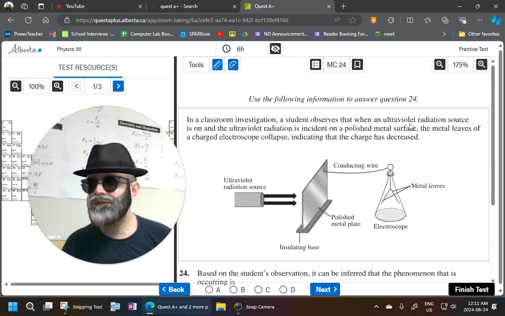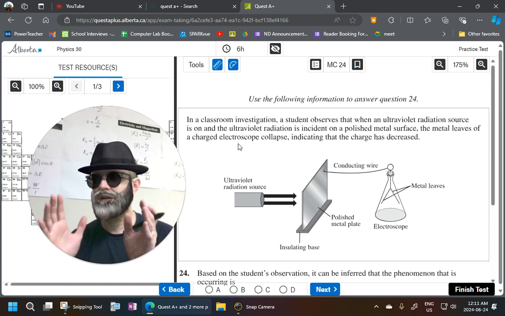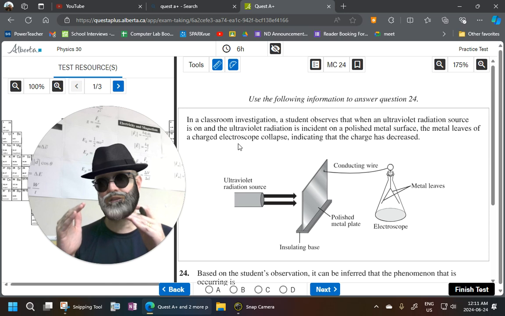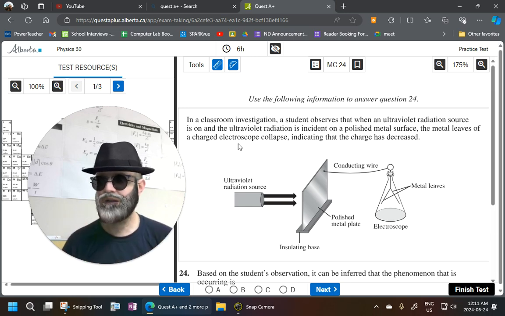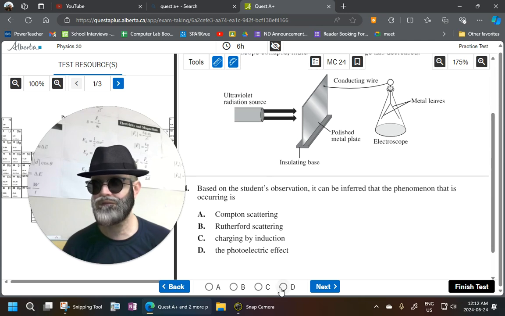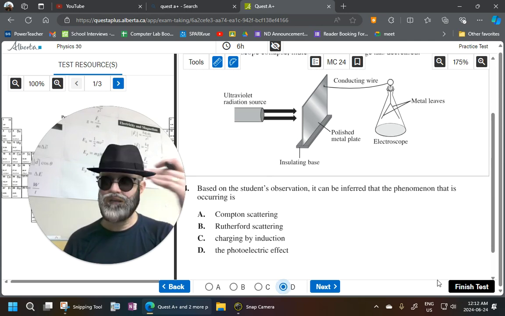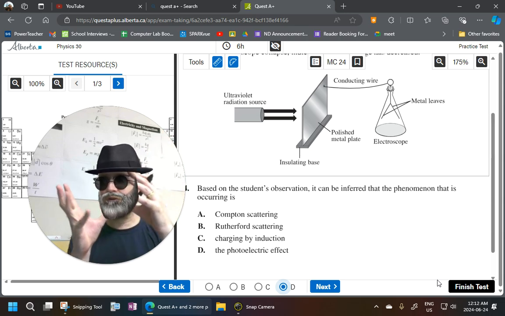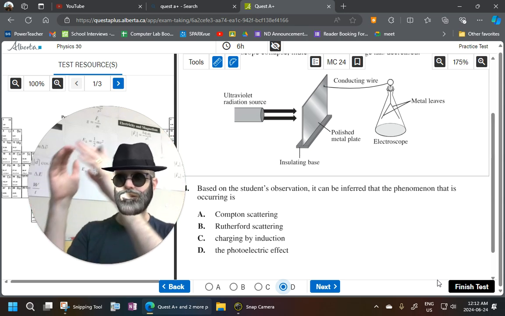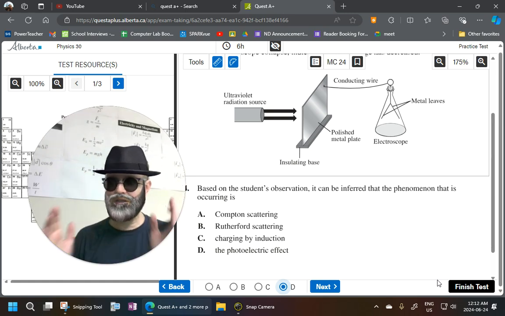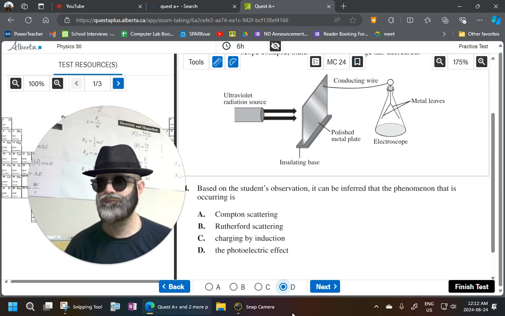In a classroom investigation, they observed that when an ultraviolet source was incident on polished metal, the leaves of a charged electroscope collapse. They were charged originally, and then they collapse. Probably charged negatively. Based on the observation, the phenomenon would be the photoelectric effect. The radiation hits the metal and ejects the electrons. The electrons that were on the metal would come and take over that spot, and the leaves would collapse. If this goes on long enough, they would come back out because eventually it would become positively charged. And up they go.